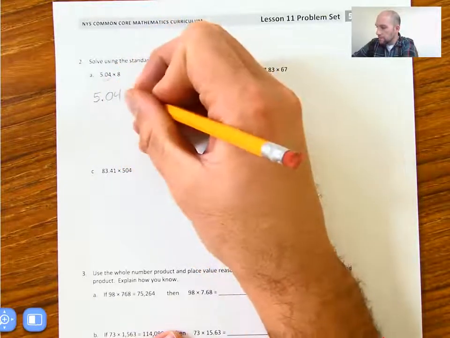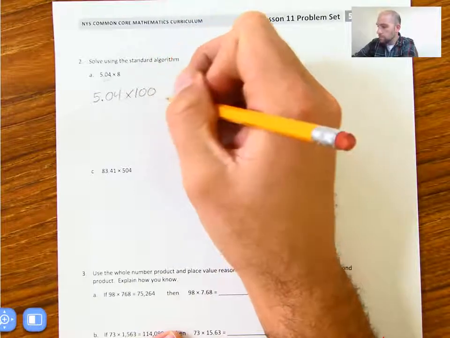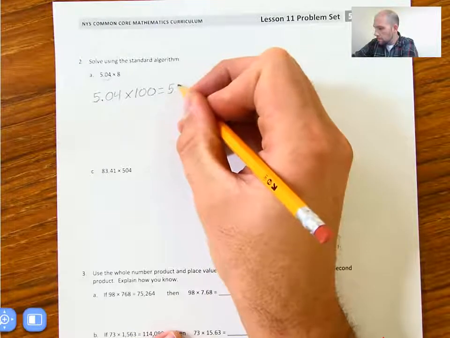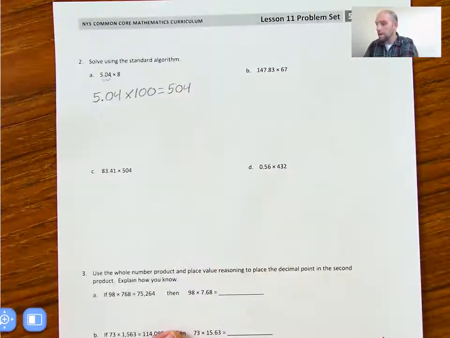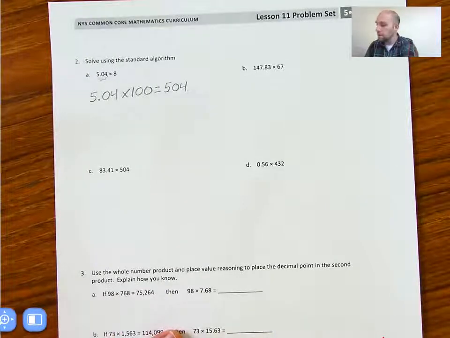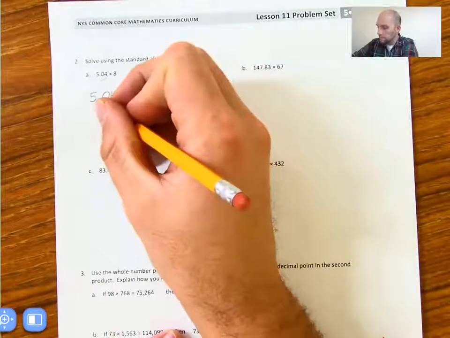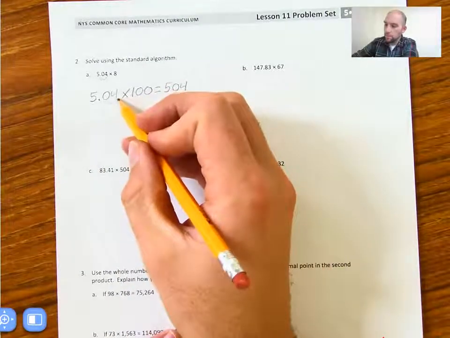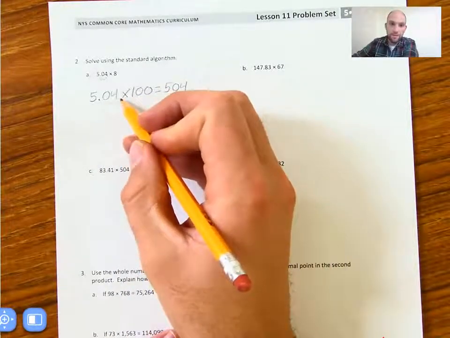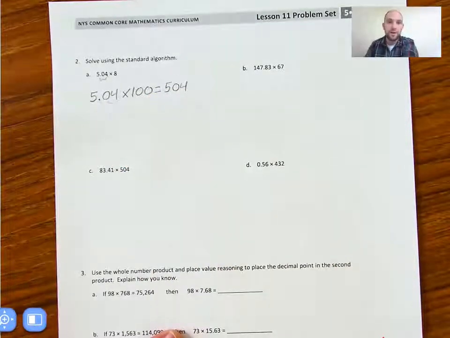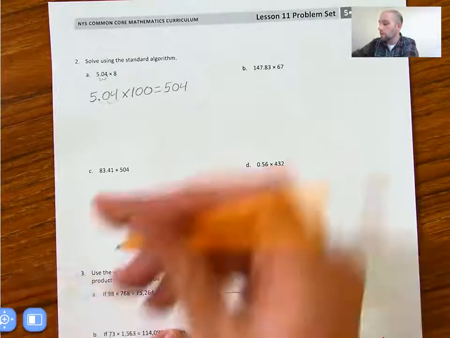5.04 times 100 equals 504. And we're going to have 504 hundredths now because we've multiplied by 100 and we move that decimal point over 2 places. So remember that we're working with hundredths. We'll have to move that decimal point in our final product back 2 spots to the left. We'll have to divide by 100 to get our product in standard form.